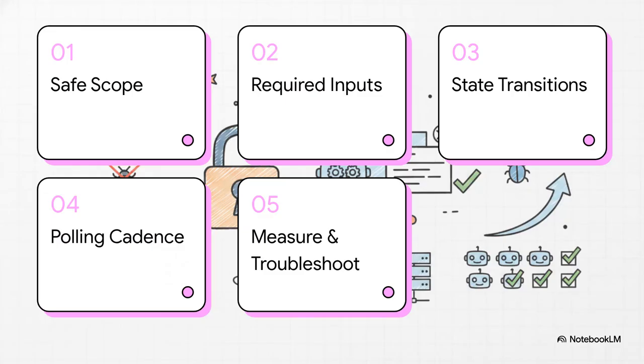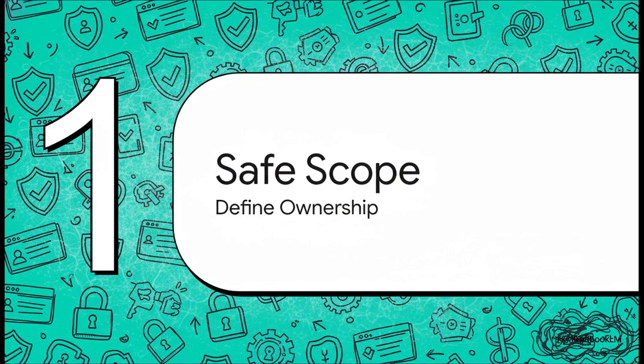All right, let's get right into our roadmap. We are covering defining ownership, mapping inputs and context, setting clear state transitions, controlling your polling loops, and measuring and troubleshooting. Step 1. Define Durable Object ownership and safe scope.